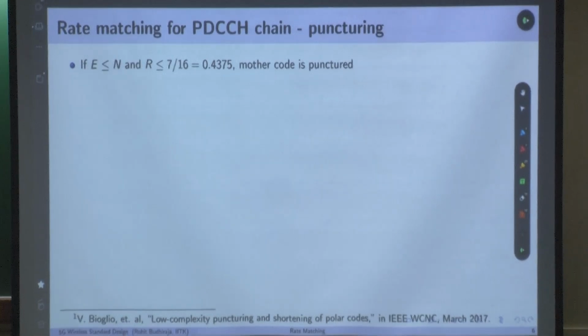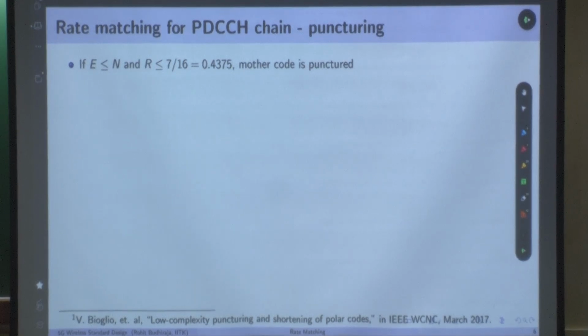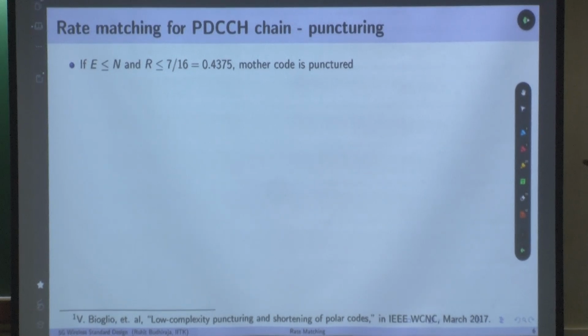Now there are two or three cases. So what are we saying here? The standard uses two different terms. One is called puncturing. First we'll understand this. What is puncturing? Both of them drop the bits. So what are we saying here? If E is less than n, that's what is happening. That's what I just showed you. What is E?